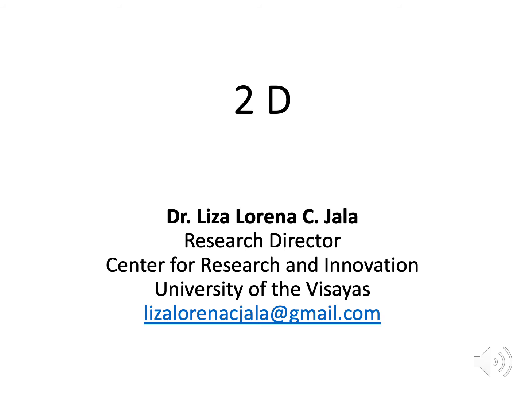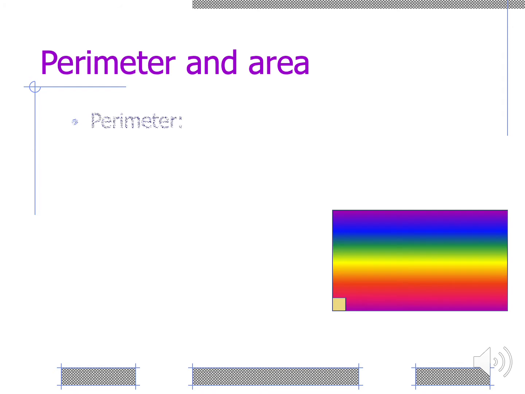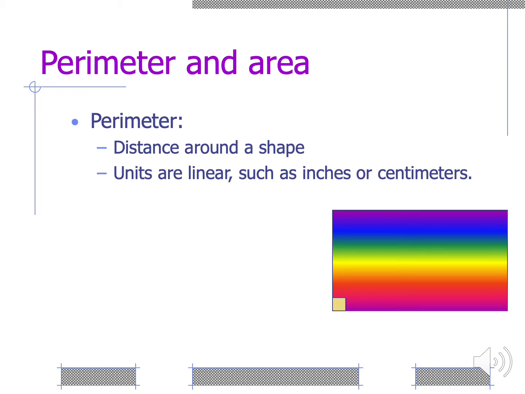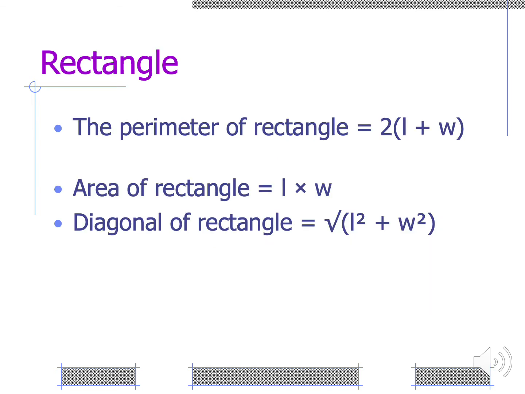Okay, so for this lesson, we are going to find the area and perimeter of basic plane figures. Those are squares, rectangles, triangles, parallelograms, trapezoids, rhombus, circles. When we say perimeter, that is the distance around any shape, and it is in linear units. If we talk about area, that is the space in that shape, and it is in square units. The first figure that we are going to study is the rectangle.